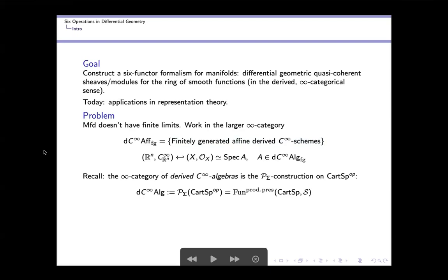Okay, thanks. So this is analogous to topology, where a six-functor formalism is defined on locally compact Hausdorff spaces. And locally compact means in particular not infinite dimensional. And that's essentially the same role that this is playing here. Okay, thanks.